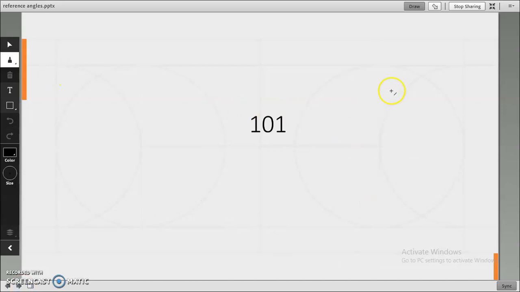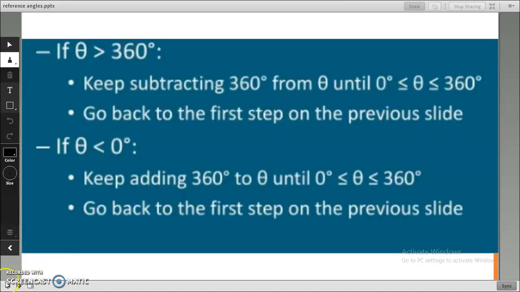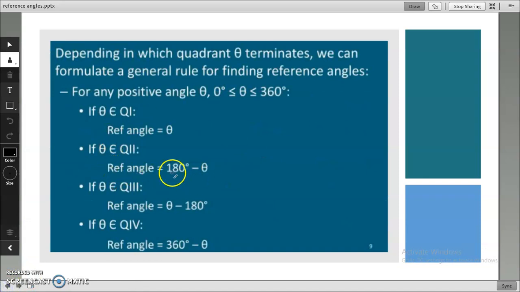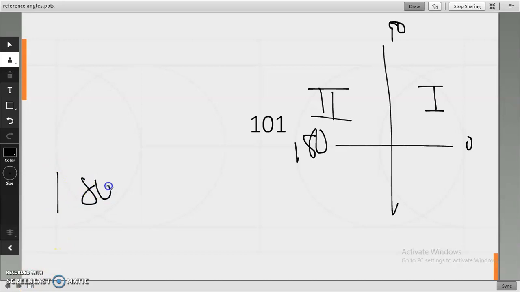All right, next, 101. Again, I would draw it out, and I'm going to stop here because I know that it has to be in quadrant 2. So that means if it's in quadrant 2, it is 180 minus that angle. And it's 79 degrees.